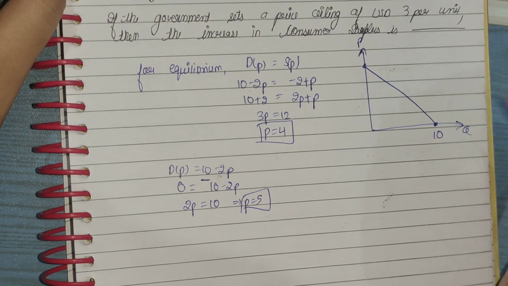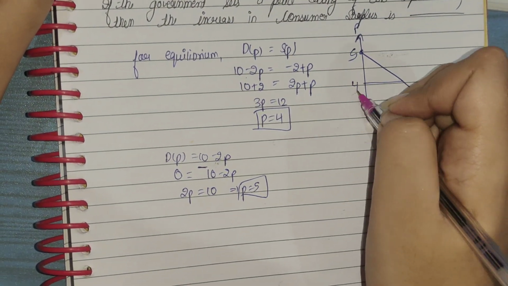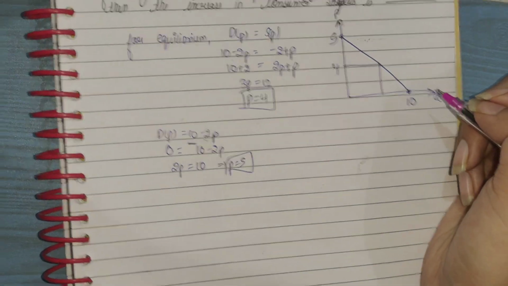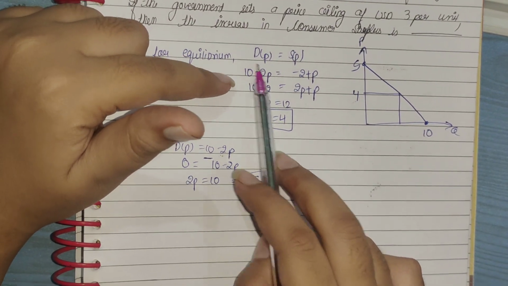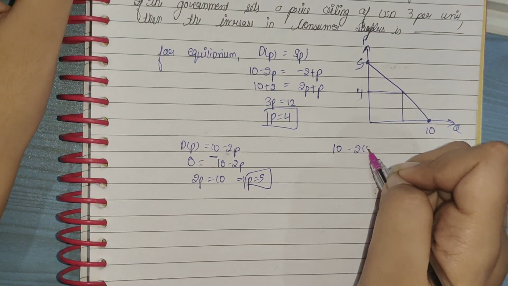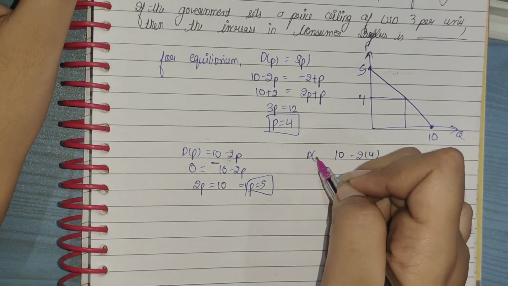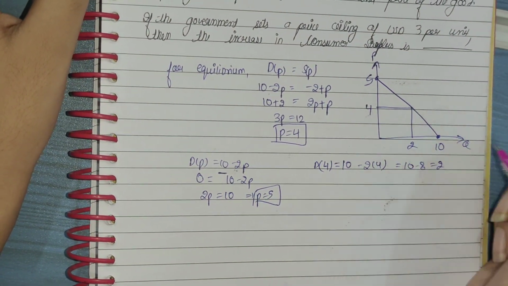So I am drawing it like this. Our equilibrium price is 4, and at equilibrium price the quantity demanded is, for this we just put the p into the demand equation. So 10 minus 2 into 4 equals to 10 minus 8. D at price 4 equals to 2. So quantity demanded is 2.